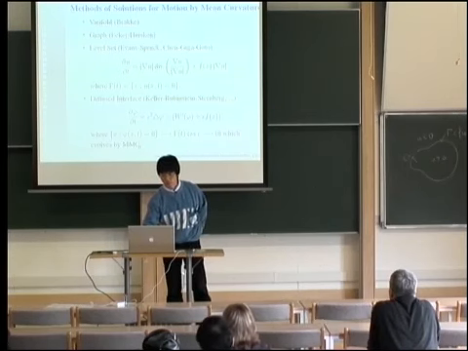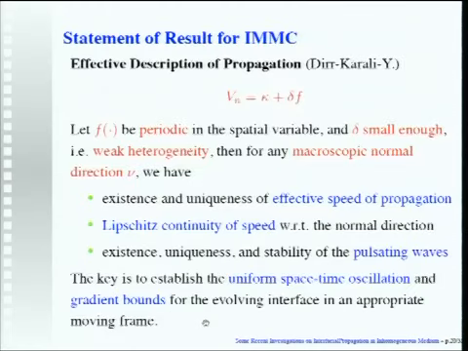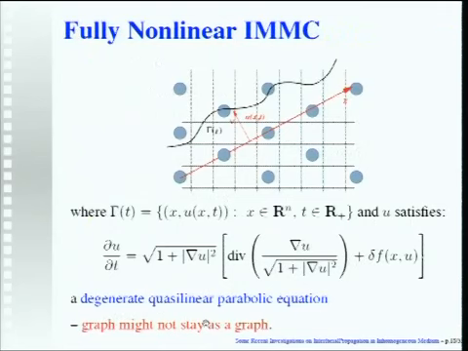So this is the fully nonlinear case. Let me go back to this picture, fully nonlinear motion by mean curvature. Even right now, the setting we have is the graph case, but I'll explain why this is not just a technical restriction. In general, as I said, a graph will not stay as a graph, so it's not clear how to tackle this.